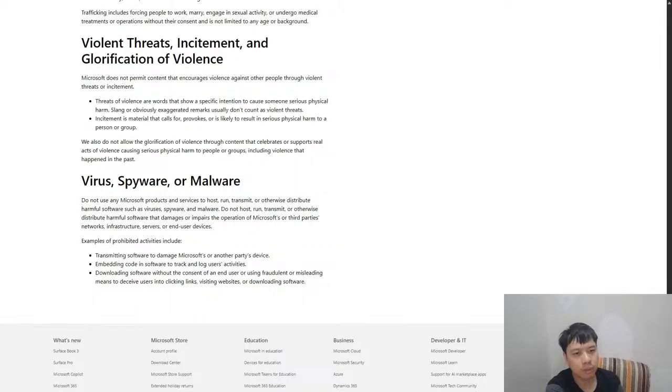Virus, spyware, or malware. Do not use any Microsoft products or services to host, run, transmit, or otherwise distribute harmful software such as viruses, spyware, and malware. Do not host, run, transmit, or otherwise distribute harmful software that damages or impairs the operation of Microsoft's or third parties' network, infrastructure, servers, or end user devices. Examples of prohibited activities include transmitting software to damage Microsoft or another party's device, embedding code in software to track and log users' activities, downloading software without the consent of an end user, or using fraudulent or misleading means to deceive users into clicking links, visiting websites, or downloading software.